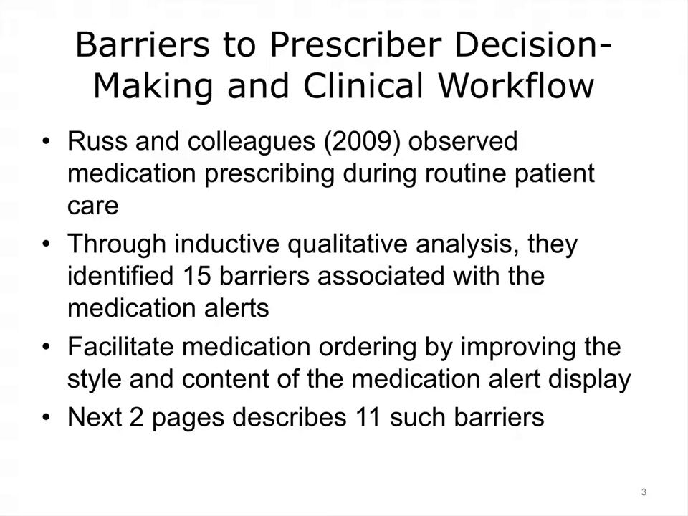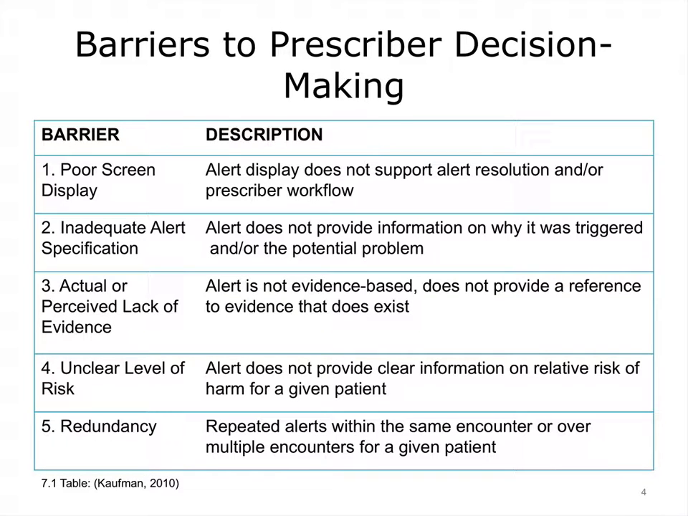Medication alerts should not only warn prescribers about potential problems, but also provide enough information so they can be appropriately resolved. In a recent study, Russ and colleagues, 2009, observed medication prescribing during routine patient care and identified 15 barriers associated with medication alerts. The next two slides describe 11 such barriers. Some of the barriers have to do with interface issues, such as problems associated with the display of an alert. An alert may not provide adequate information as to why it was triggered.